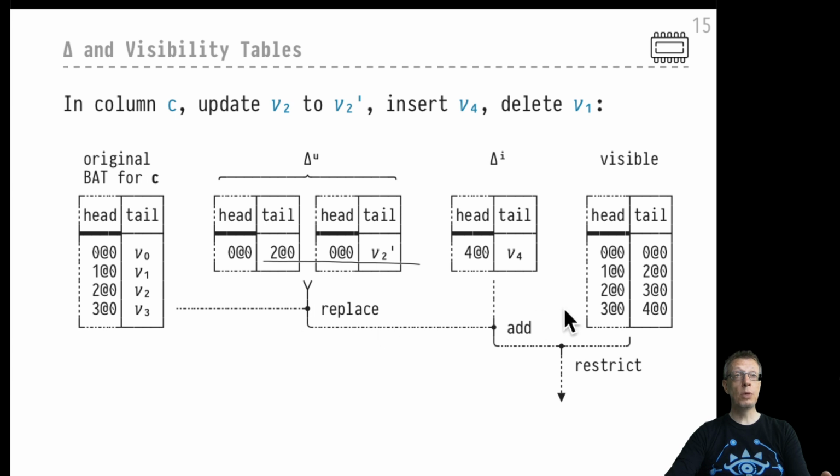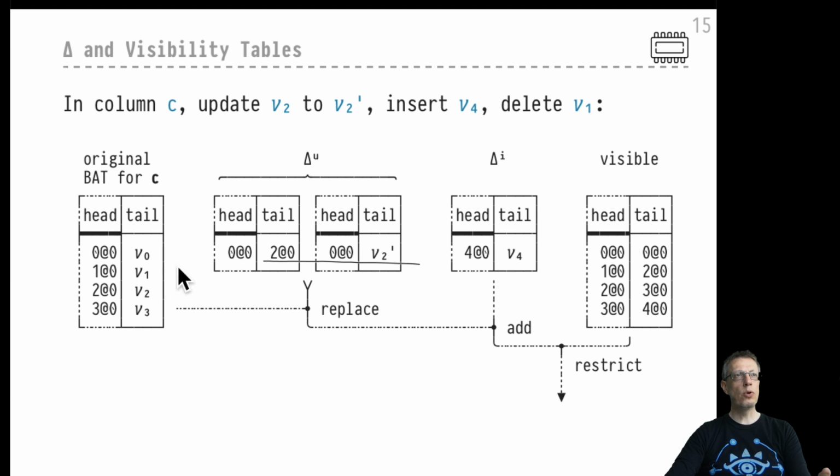And the visibility information would reflect that the row with tail value V1, which has OID 1 at 0, has to be removed. And this is exactly what we see in the visibility information here. So in the visibility information, you see that here in the tail column, the 1 at 0 OID is missing. If we apply this visibility information using algebra projection, the row carrying the value V1 would be removed.